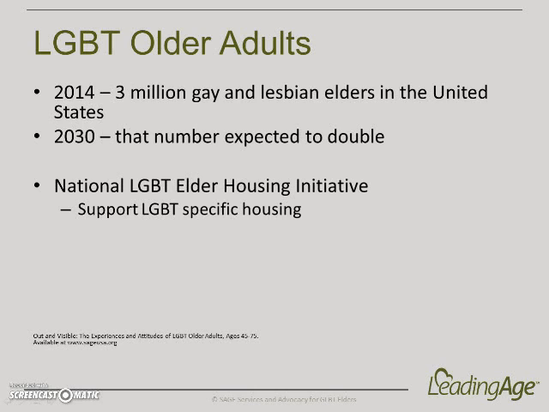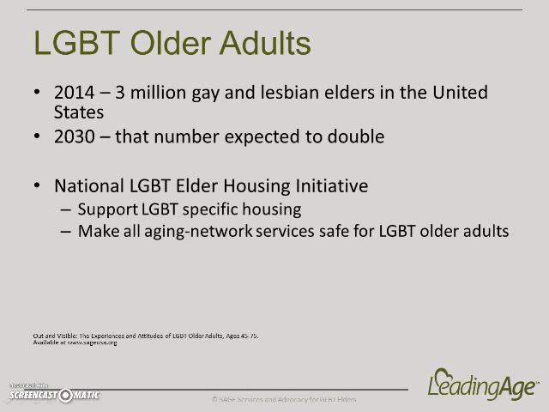One goal of this initiative is to help support the construction of LGBT-specific housing for older adults. But we also recognize that with more than 3 million gay and lesbian older adults in the United States right now, we also need to make sure that all Aging Network services are safe for LGBT older adults. I would encourage you to learn more about this Elder Housing Initiative by visiting our website, sageusa.org/LGBT housing.